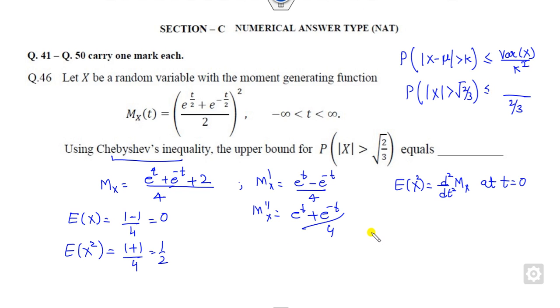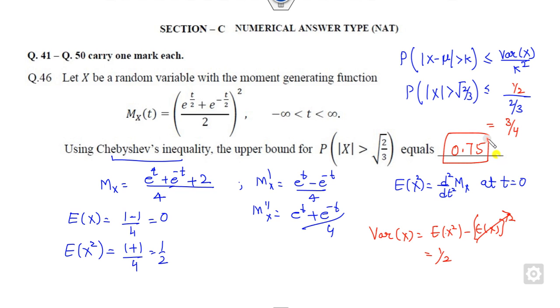We all know how you define the variance of X: E of X square minus E of X whole square. This value is 0. The variance is 1 by 2, so I can write it as 1 by 2 divided by 2 by 3. So that is 3 by 4. The right answer is 0.75. So you just need to compute the mean and the variance.